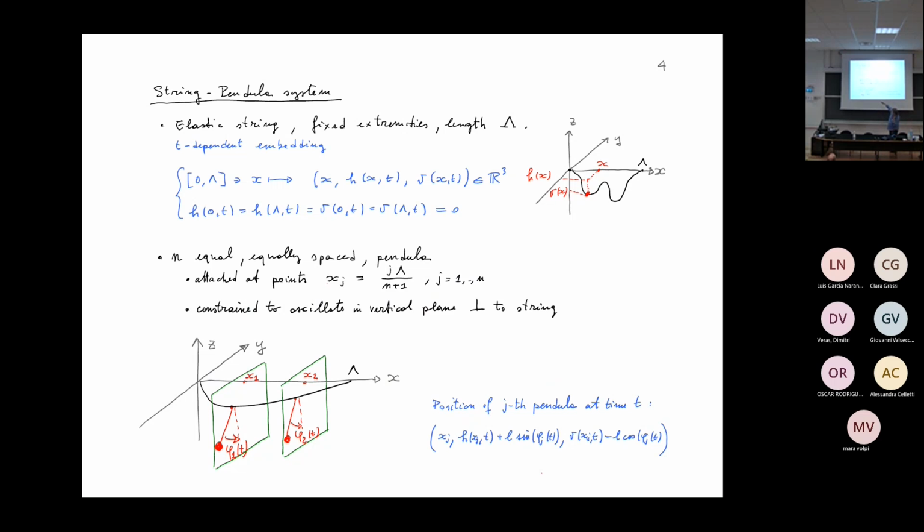So we assume that the pendula move in a vertical plane. This is a constraint we put. But the suspension point may move, because it's attached to the string, may move this way. So phi one, the phis are the angles of the pendula with the vertical. Then the position of the pendula at a given time depends also on the configuration of the string. And this is the mechanism which realizes the coupling between the two systems.